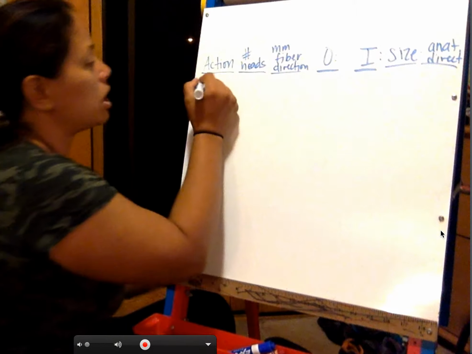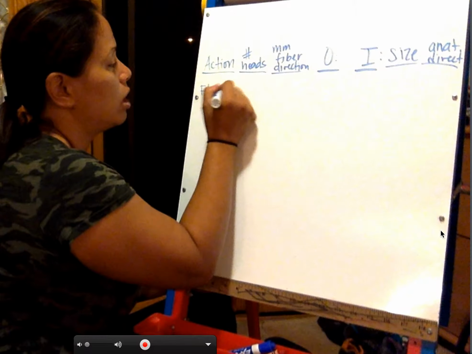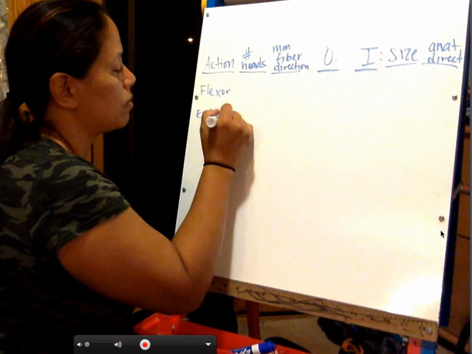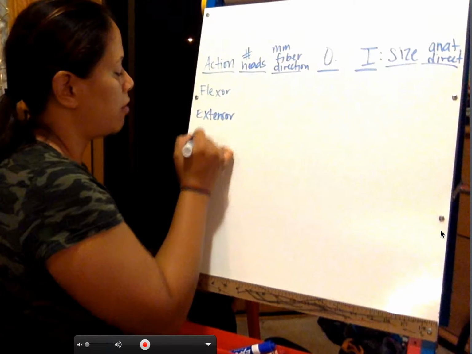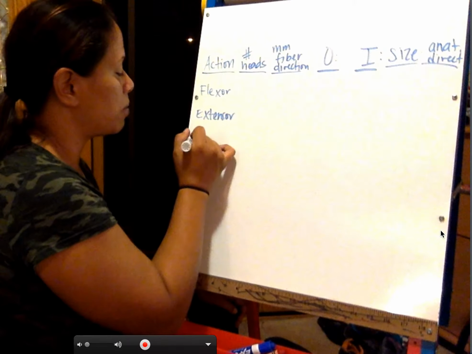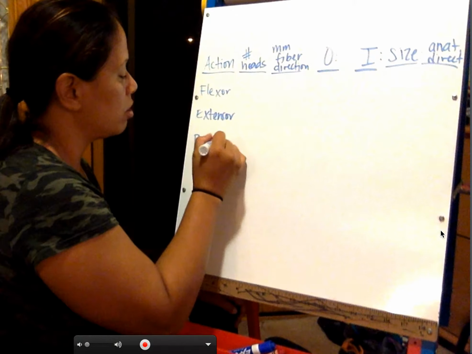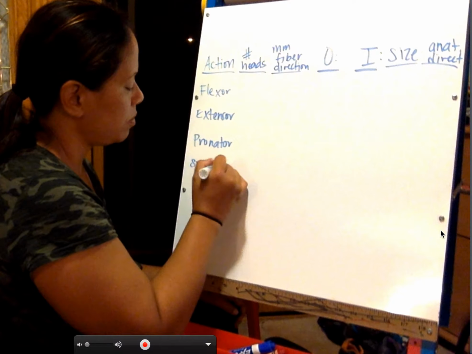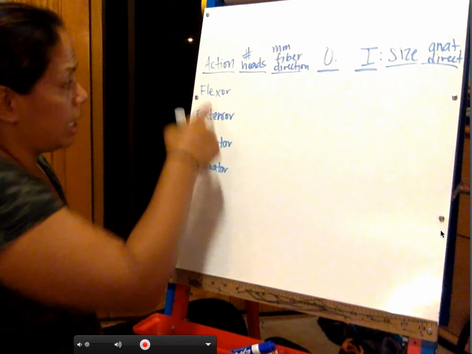So let's just put it down as flexor. Then we're going to make up names. Extensor. What do we have? Tensor. We're going to leave tensor out of it for now. That's not too fun to play with. We'll use pronator. We'll use supinator. And so flexor.